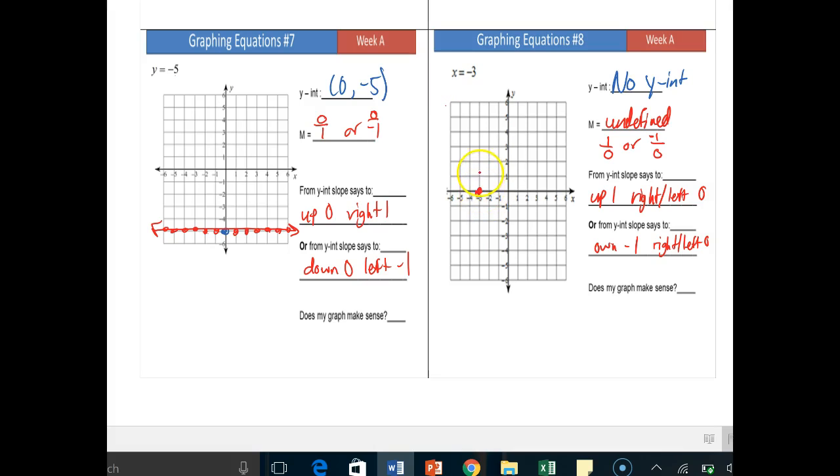And you move up 1, right or left 0, up 1, right or left 0, up 1, right or left 0, up 1, right or left 0. And hopefully you can see we're forming this vertical line. Down 1, right or left 0, down 1, right or left 0. And we get this very straight vertical line, which is undefined, and at every single point x is negative 3. We have (negative 3, 0), (negative 3, 1), (negative 3, 2), (negative 3, 3), (negative 3, 4), (negative 3, negative 1), (negative 3, negative 2). So that's why it's x equals negative 3. It's the end of part 2.